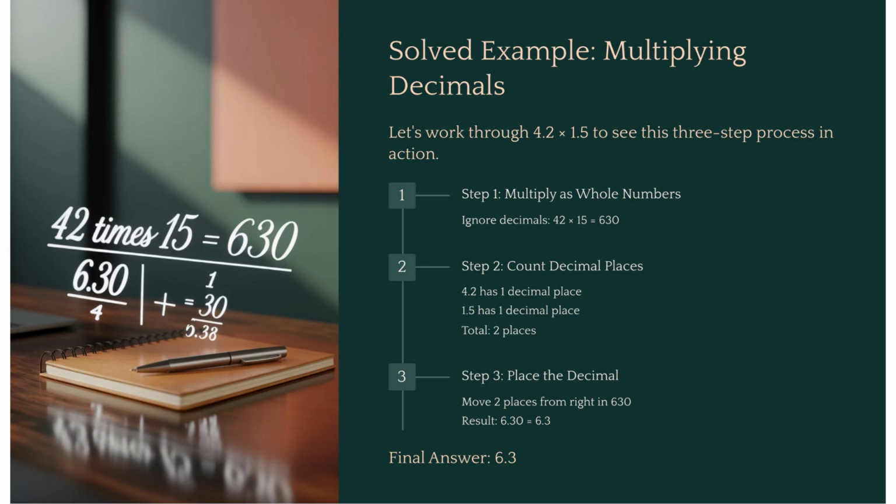Let's multiply 4.2 times 1.5 in example 3. We multiply 42 times 15, which gives us 630. Now, we count the decimal places. 4.2 has one decimal place, and 1.5 has one decimal place. 1 plus 1 equals 2 total decimal places. We start at the end of 630 and move the decimal 2 places to the left. The answer is 6.30, which we can write as 6.3.